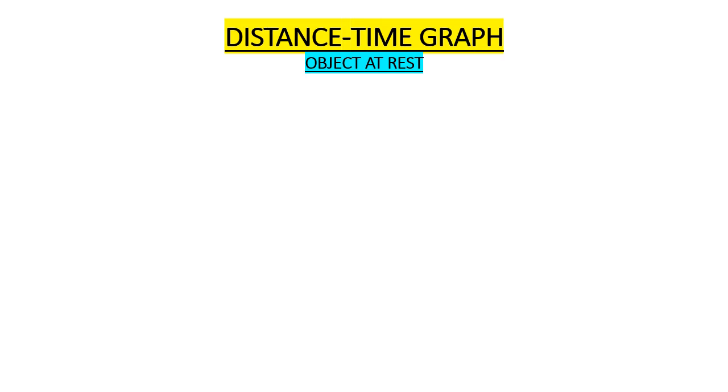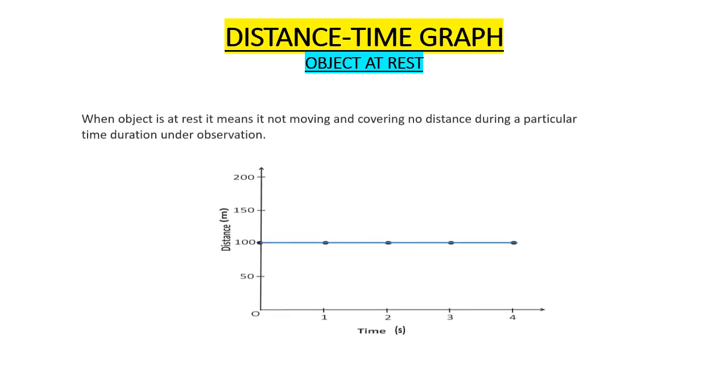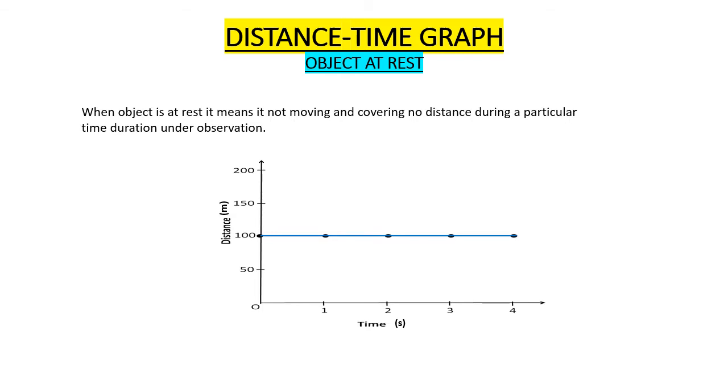Now we will see the distance time graph when the object is at rest. When something is at rest, it means it is not changing its position with respect to its surrounding. It is in stationary state. It is not moving at all. As you can see from this graph, there is a blue straight line. It means the time is passing, but the distance is 100 meters throughout this time duration. It means the body remains at 100 meters. It is not changing its position, so it is not covering any distance.